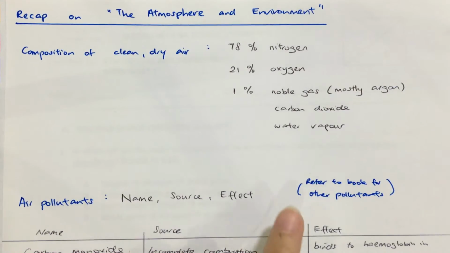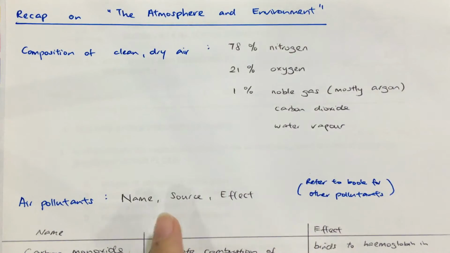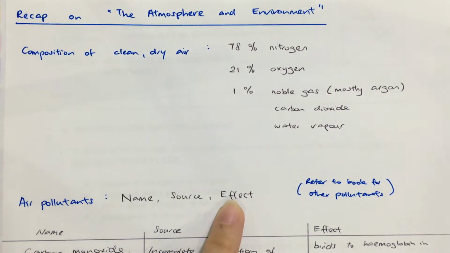Okay, and there are many air pollutants. If you can refer to your reference book as well, to see the other pollutants, there are many there. But for the sake of the worksheets, we will focus only on 3 common pollutants, and we'll talk about the name, the source, and the effect. So this is the main things that you need to know of pollutants.